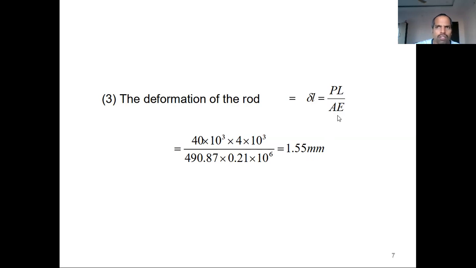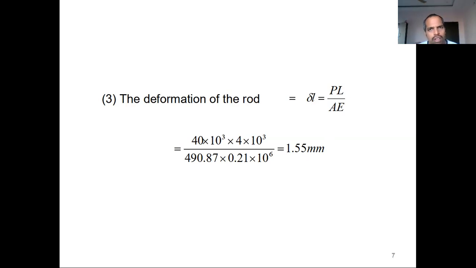Just go through your concept, and accordingly you rearrange the terms to get the unknowns. That's all. Okay. So just remember the basic three formulas. These formulas do not come from anywhere else; they are just the basic definitions.